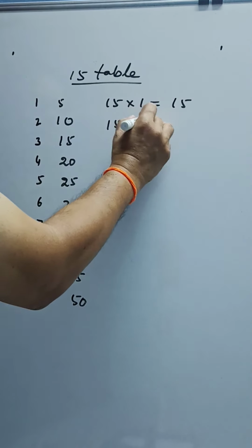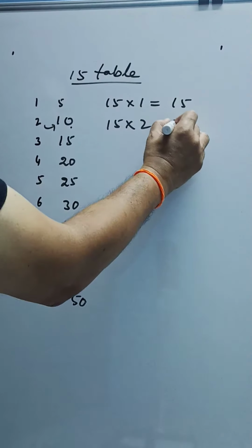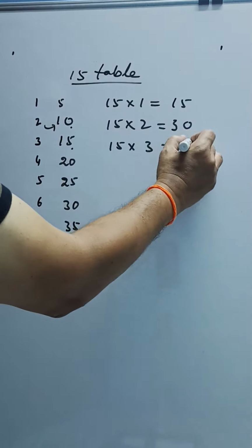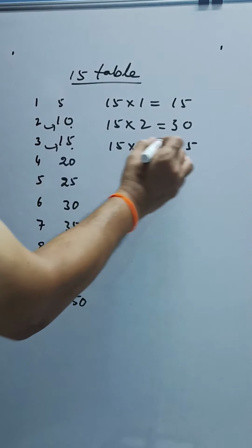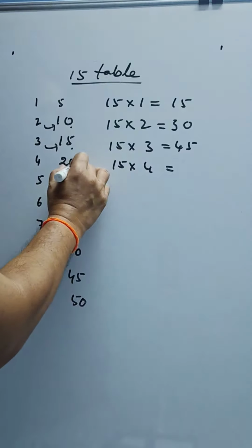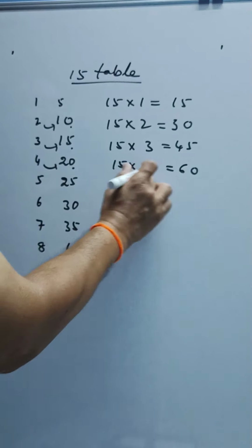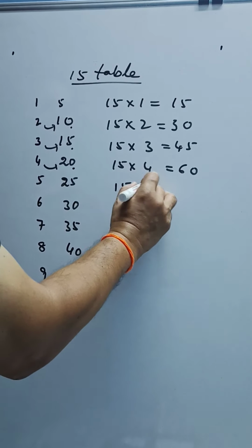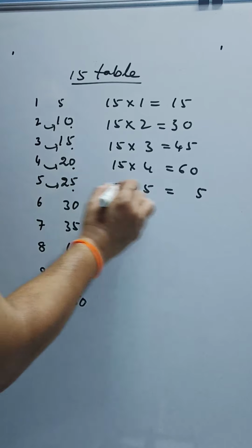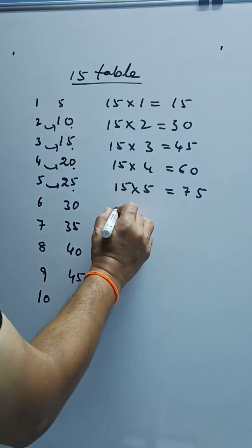To write 15 twos, 0 and 2 plus 1 is equal to 3. To write 15 threes, 5 in the ones place, 3 plus 1 is equal to 4, 45. 15 fours are 0 and 4 plus 2 is equal to 6. 15 fours are 60. 15 fives are 5 in the ones place and 5 plus 2 is equal to 7 in the tens place. 15 fives are 75.